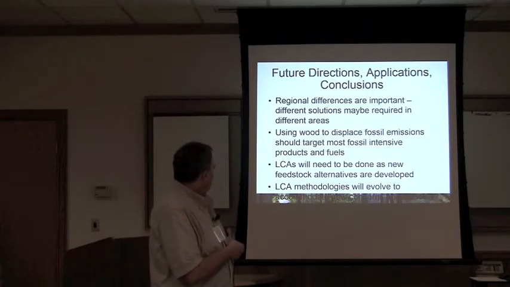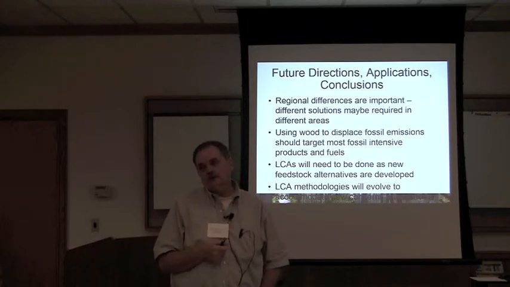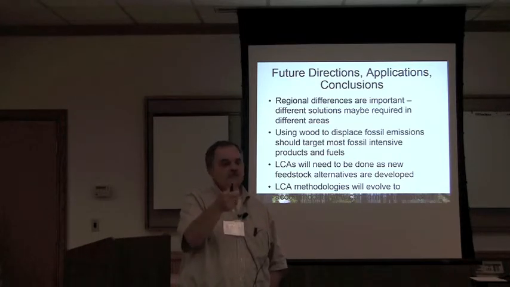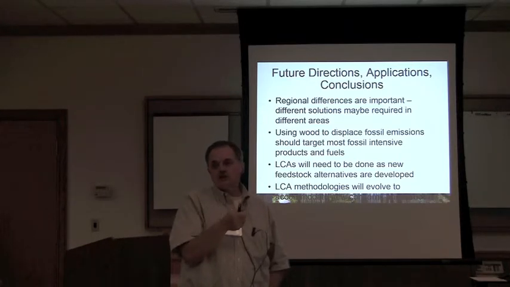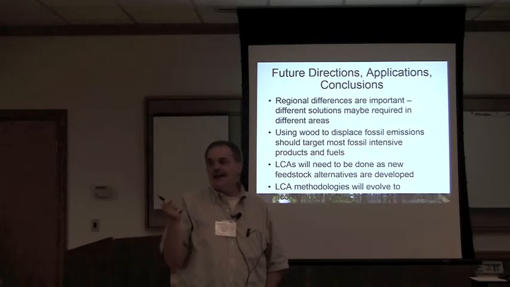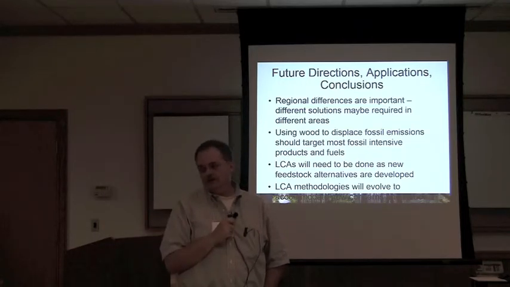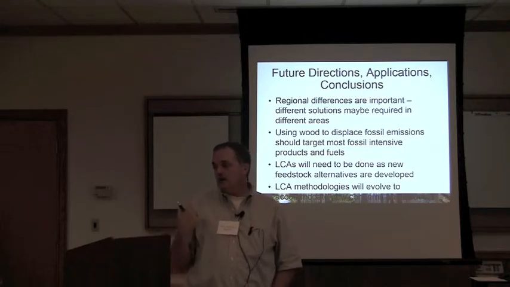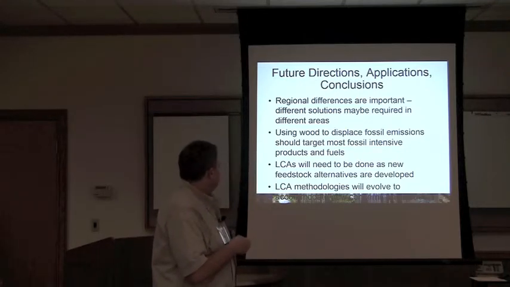Using wood displaces fossil emissions. It should target the most fossil-intensive products and fuels. Just because we can build product A that competes with product Z doesn't mean that's what we should do. We might actually should be looking at product X because it's a bigger impact and we can get farther if we compete against it instead. So we might actually need to do product development targeting various industries.